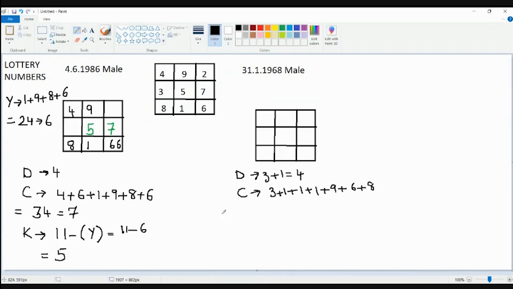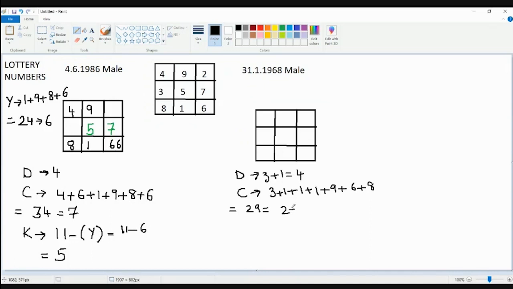This comes out to be 3 plus 1 is 4. 4 plus 1 is 5. 5 plus 1 is 6. 6 plus 9 is 15. 15 plus 9 is 21. And 21 plus 8 is 29.